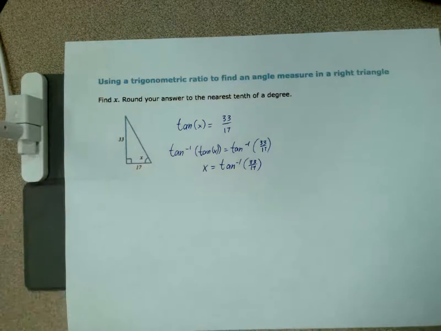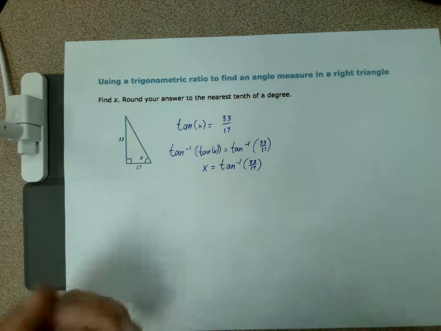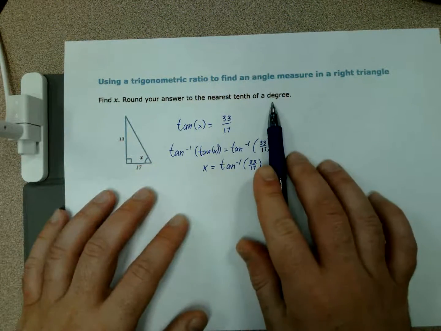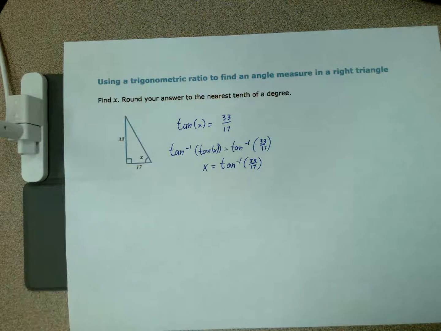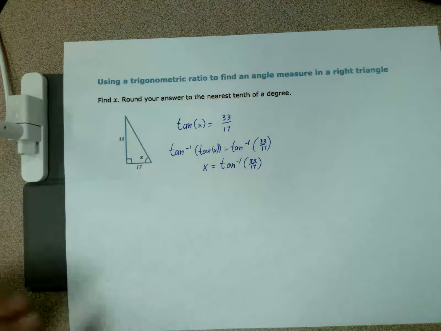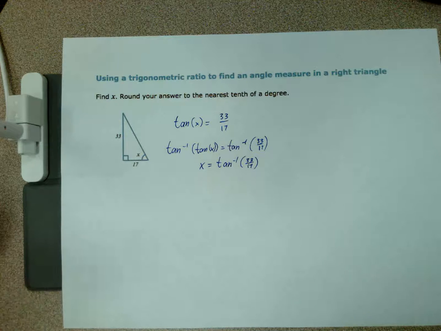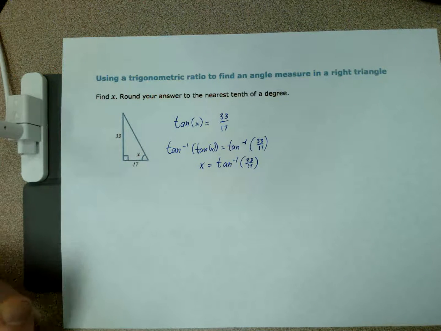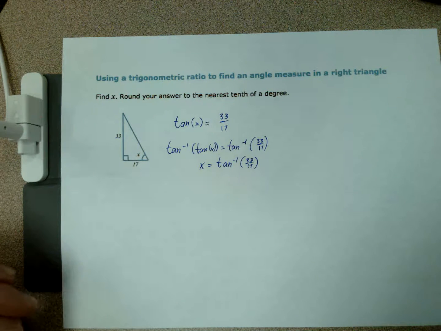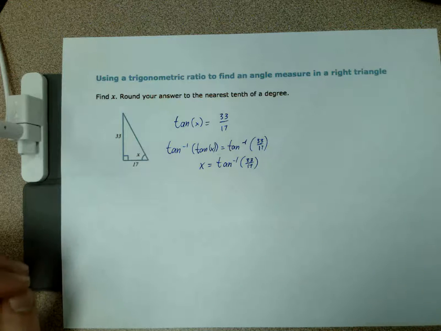And if we enter that into our calculator, we should be able to just get our angle out. Now, it is important to make sure your calculators are in degrees. How to check that is different on your calculator, so you might have to verify, depending on what kind of calculator you have, that it is in degrees. But anyway, moving on. So we put in inverse tangent of 33 divided by 17.